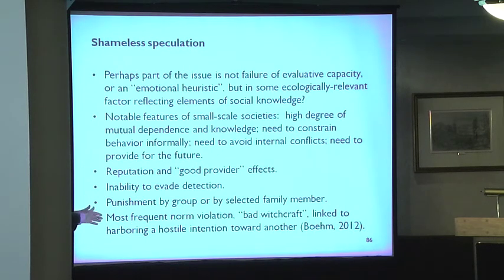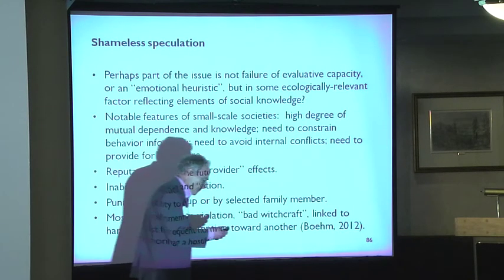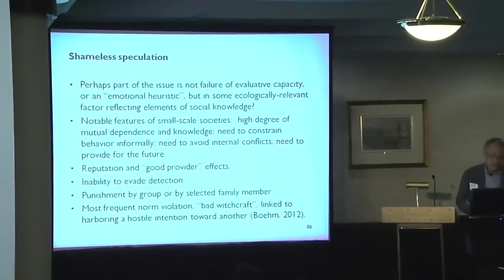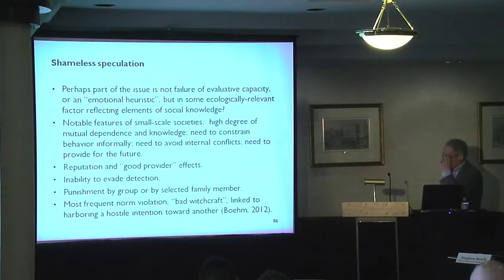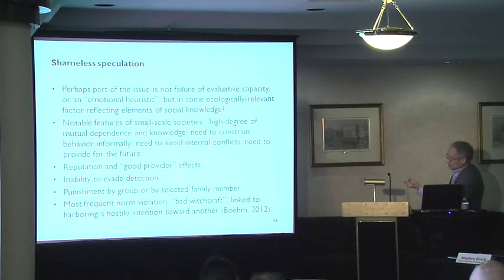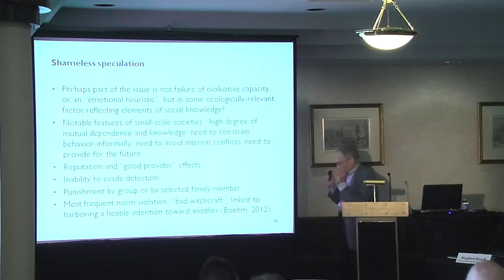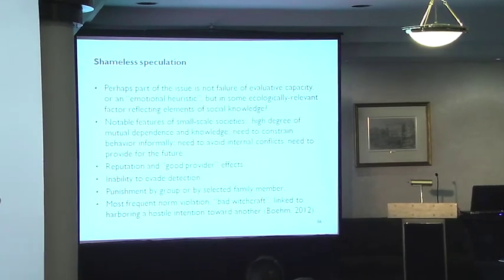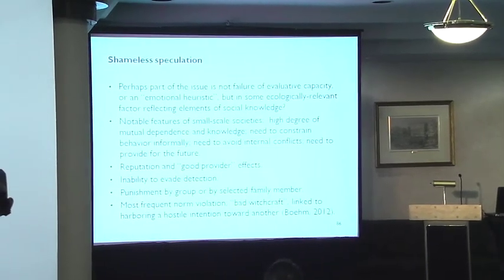And indeed, the most frequent norm violation that Boehm found when he looked at 150 of these small-scale societies was bad witchcraft. What's bad witchcraft? It's basically somebody has something bad happen to them, and you've got this person who's got a negative intention, a negative attitude toward him or her, and that person is identified as the source of the problem. So in these societies, it's very important not to form negative attitudes or intentions about the people around you. You're not going to be able to hide them, and you're going to produce potential animosity and exclusion, which is for you a very bad thing.